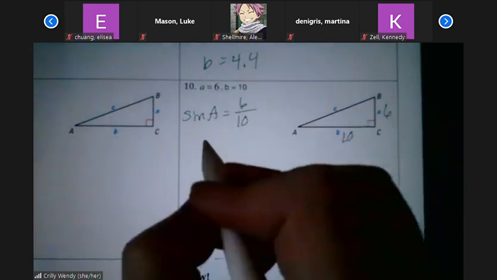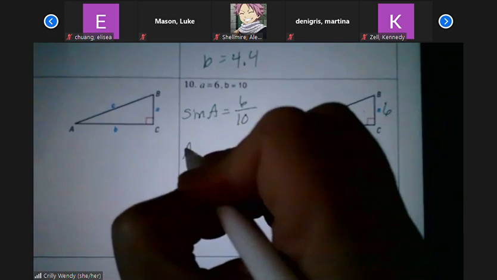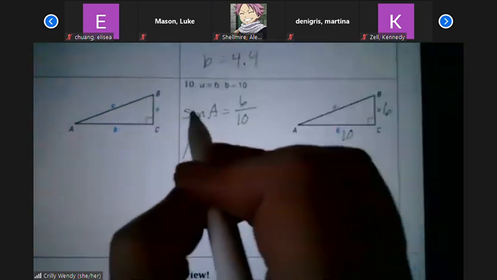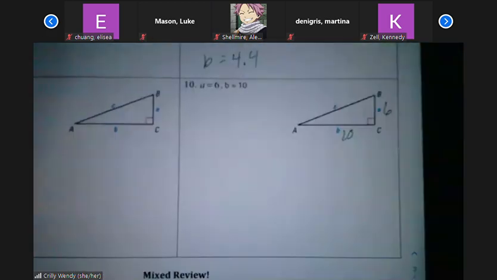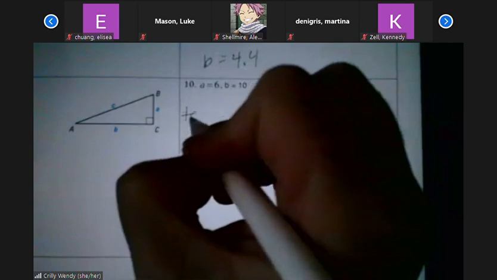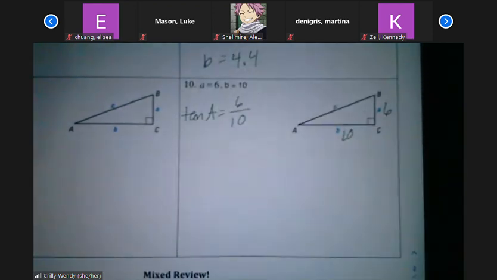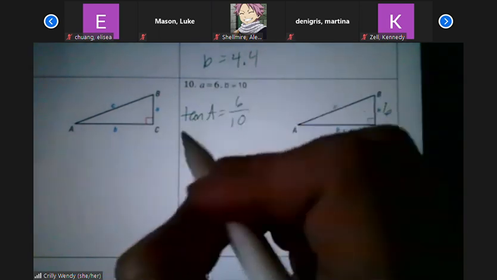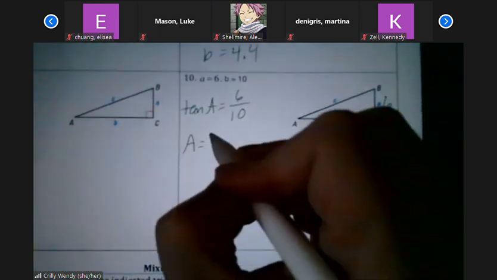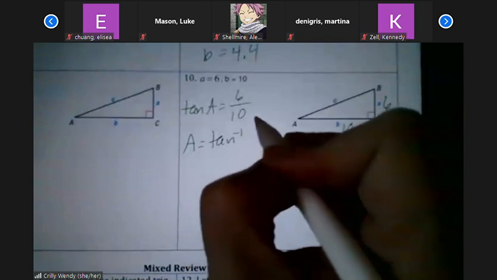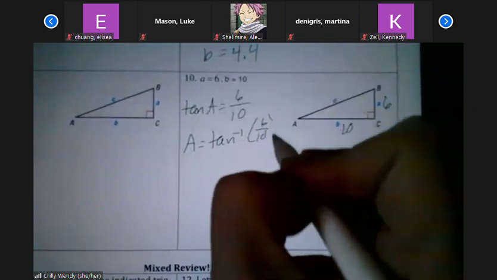So to get to the angle, I have to do the inverse. Sine, tangent, someone speak up. Why did I write sine? Opposite over adjacent is tangent. Sorry about that. Tangent A equals 6 over 10. So A is the tangent inverse of 6 over 10.